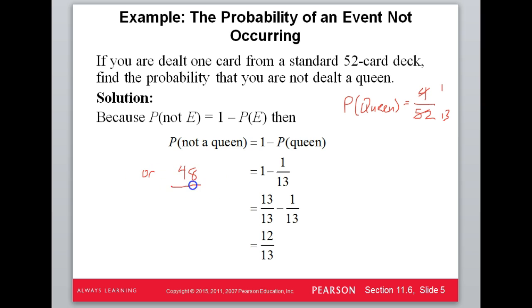You could just say 48 out of 52. And then likewise, if you divide both by 4, you end up with 12 out of 13. So either way works. Count them or use the complement rule.